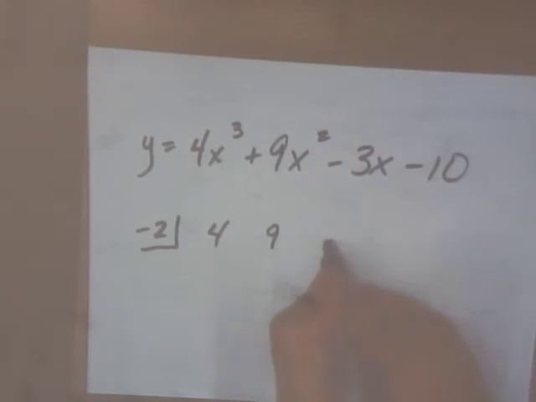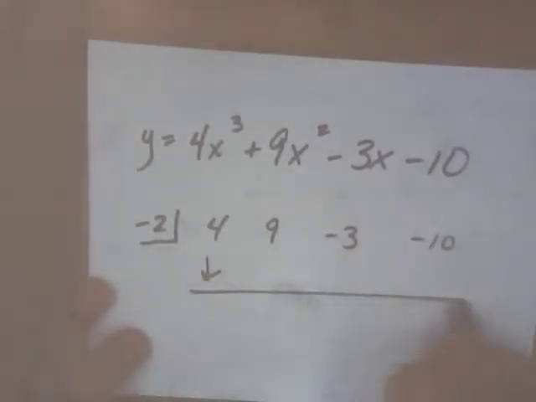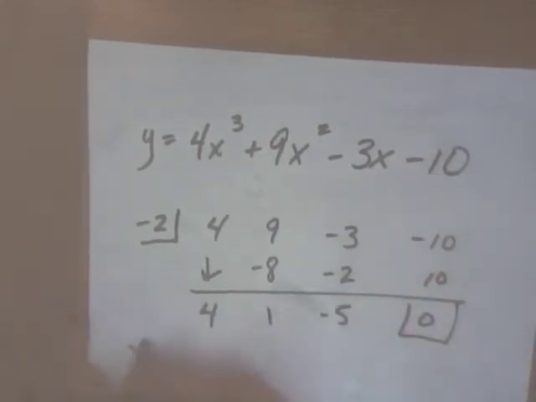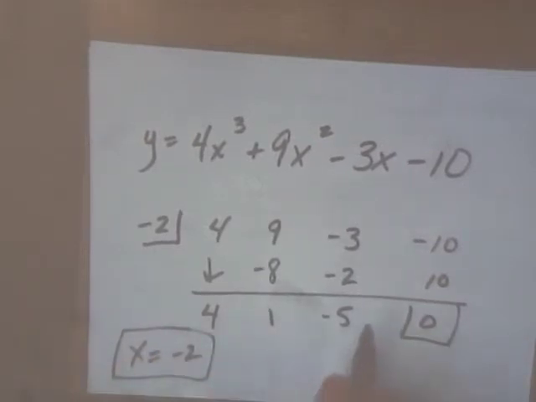4, 9, -3, -10. Bring the first one down. -8, 1, -2, -5. Yep. Nice. X equals -2. That's A. They normally don't make it A.